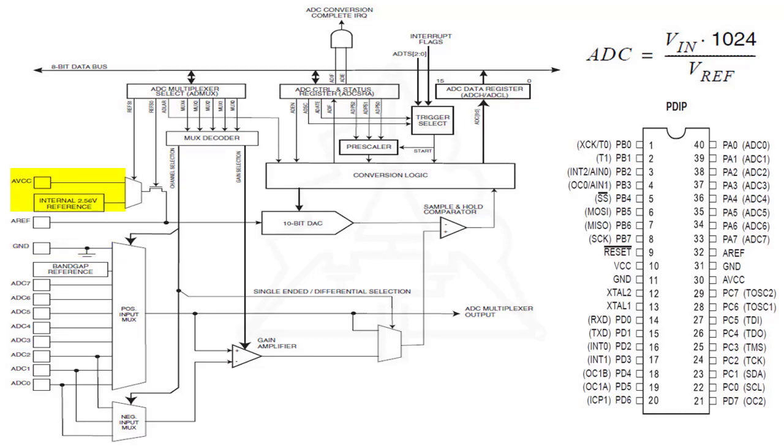Internal reference voltages of nominally 2.56 V or AVCC are provided on chip. The voltage reference may be externally decoupled at the AREF pin by a capacitor for better noise performance. AVCC or an internal 2.56 V reference voltage may be connected to the AREF pin by writing to the REFS bits in the ADMUX register.